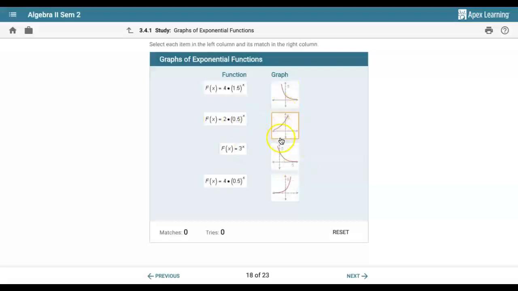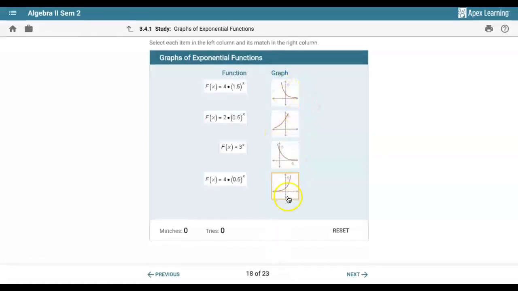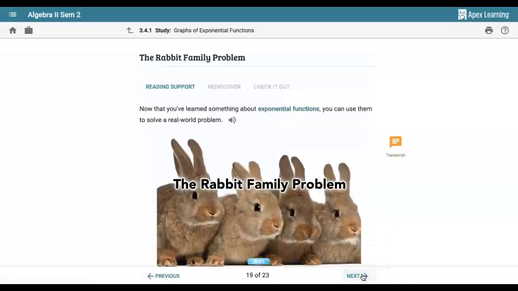If it's decreasing, like this guy or this guy, you need to notice that means the base value is going to be less than 1. So that cuts your options in half already. The next thing you should look for is those key points. At 0, is it going to be (0, 1), or is it (0, your a value)? That's going to be another deciding factor between some of these graphs. Those are my two helpful hints for helping you get through that.